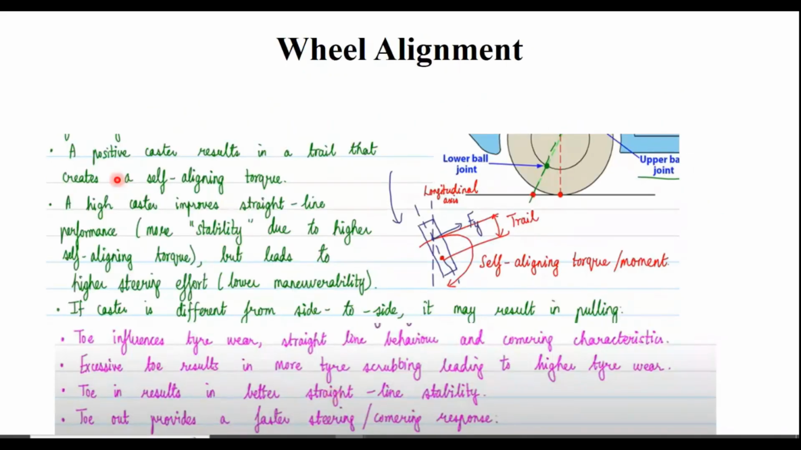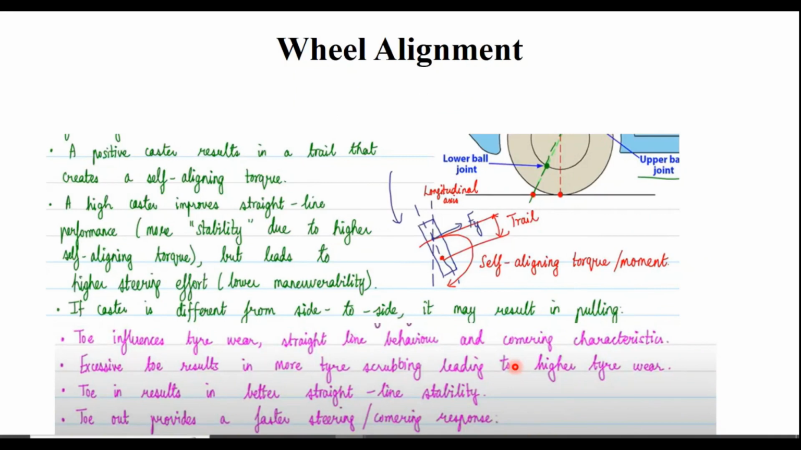You know that positive caster results in trailing, and it also creates a self-aligning torque. It also helps for better stability because of the self-aligning torque, but with high steering effort. Caster also helps for better maneuverability. If you have a high caster, then you have high steering effort and lower maneuverability.